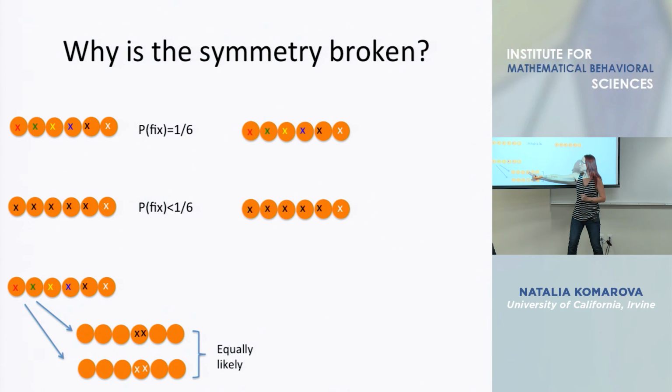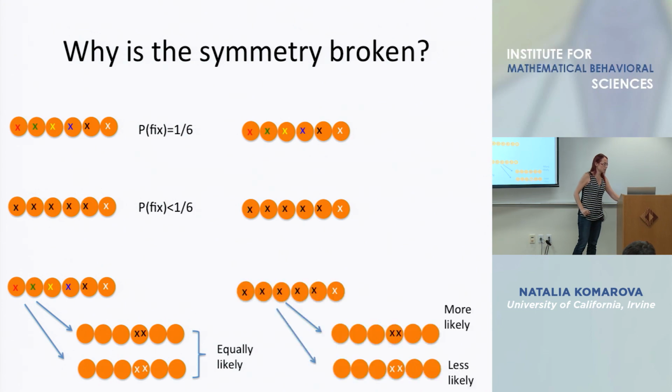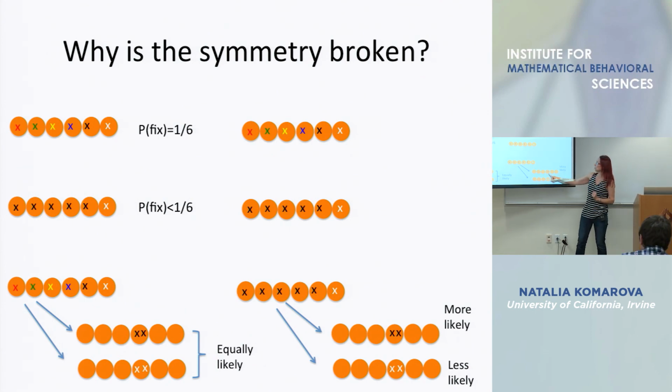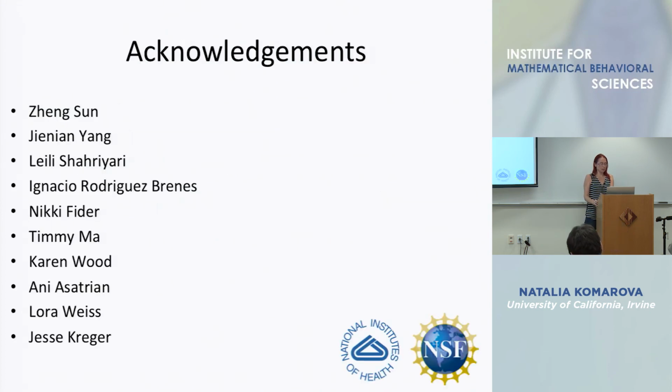And the probability of this configuration or this is the same. You can see it intuitively from symmetry. But now, if this is your initial configuration where all these are the same, and this is not, this is much more likely than this. So somehow, this is where the symmetry breaking occurs here. So symmetry and symmetry breaking can be responsible for interesting and counterintuitive phenomena in evolution. And they can be important both as funny examples or in useful applications.